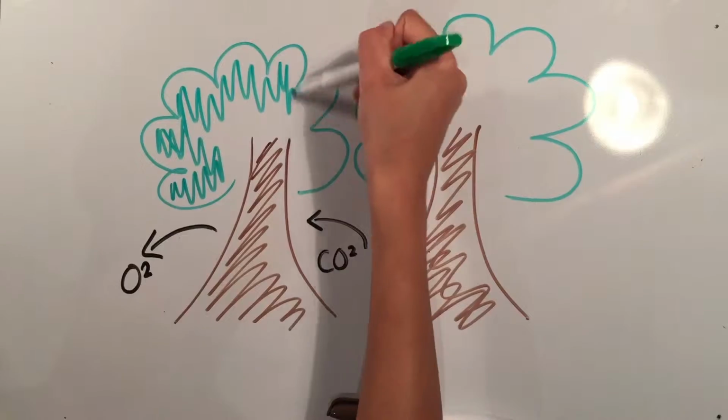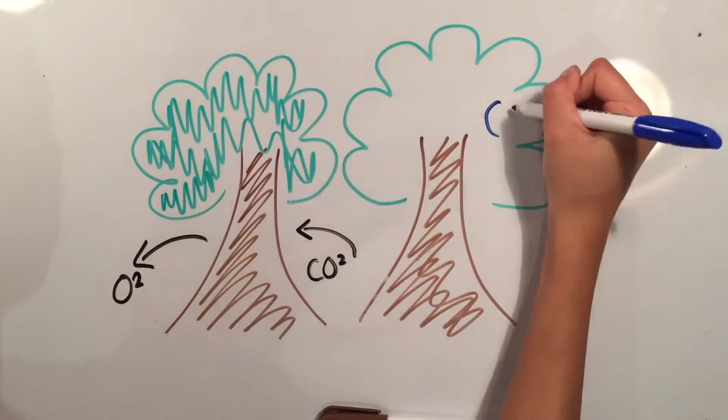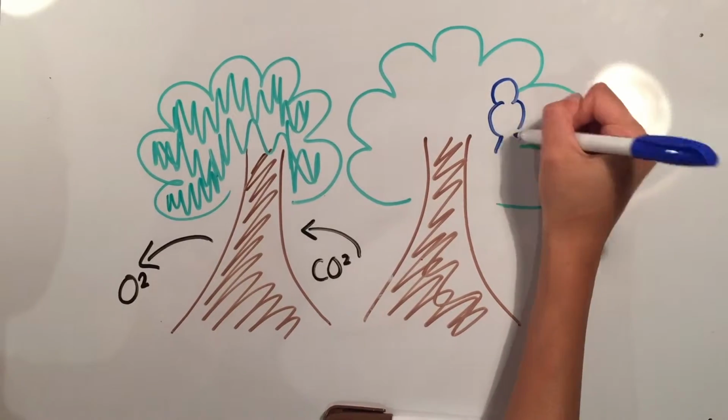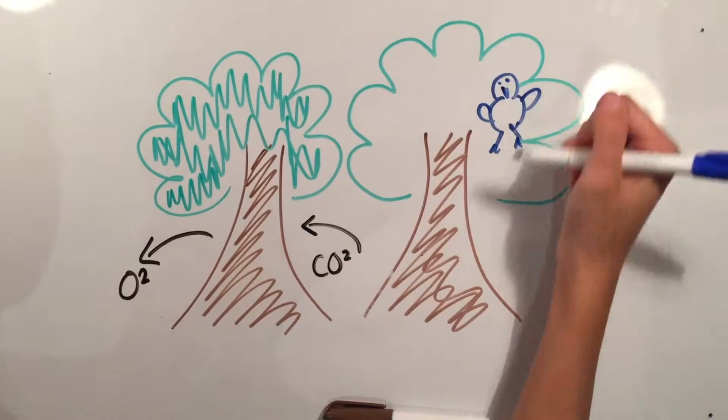Trees are also home to some of the most abundant and diverse organisms, including many insect and bird species. Without the forests that trees make up, many animals would be without a home.